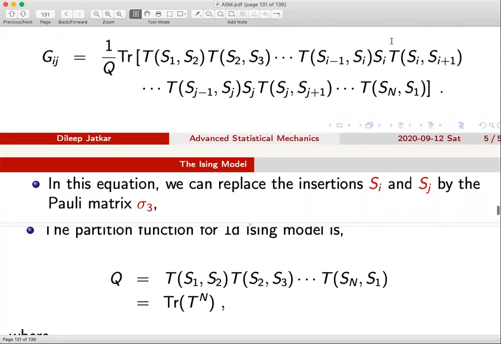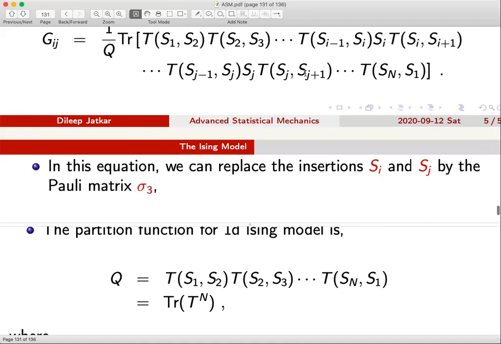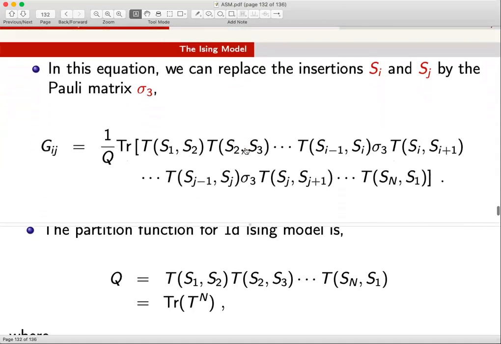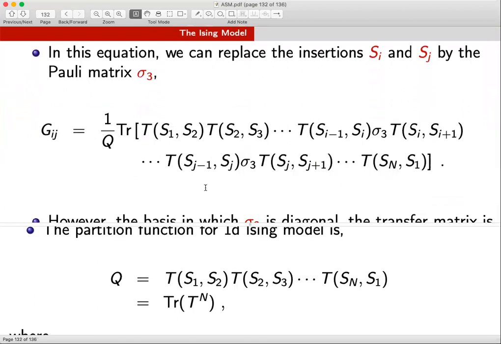So to remember, this spin is actually a quantity which has two values, but T's are all matrices. So what we want to do is give a representation of this spin in terms of another 2 by 2 matrix. And the Pauli matrix is the matrix which would do the right job there. So we'll just introduce sigma 3 here and a sigma 3 here. So our G is going to look like this, up to whatever Aman mentioned, that I should have subtracted the disconnected piece. All I have done is written the same stuff again, just replaced SI by sigma 3 and SJ by sigma 3.